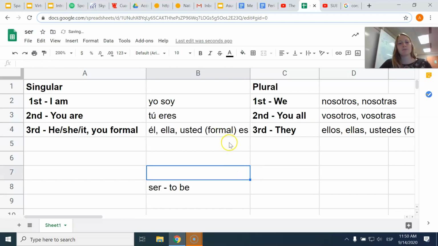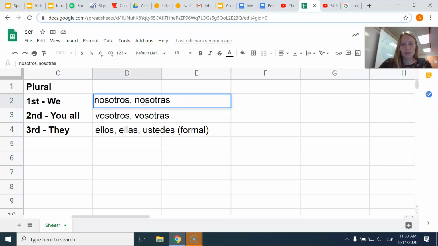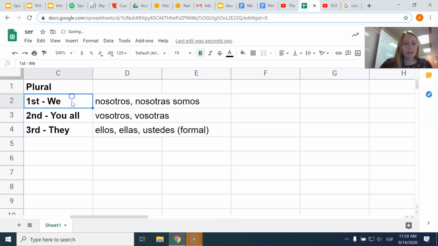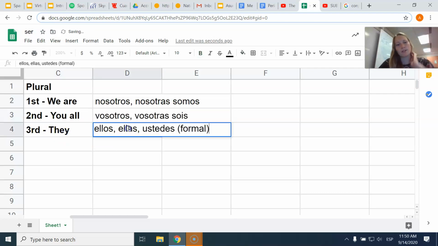And this one's easy for me to remember because, for example, if you say he is tall, is, as, that sounds almost exactly the same. So anyway, it's es. So I am, you are, he, she, or it is, or you formal. Then over here we have we is somos, so we are. You all is going to be sois. That one's a kind of a fun one to say. Reminds me of soy sauce. Sois. And they would be son.